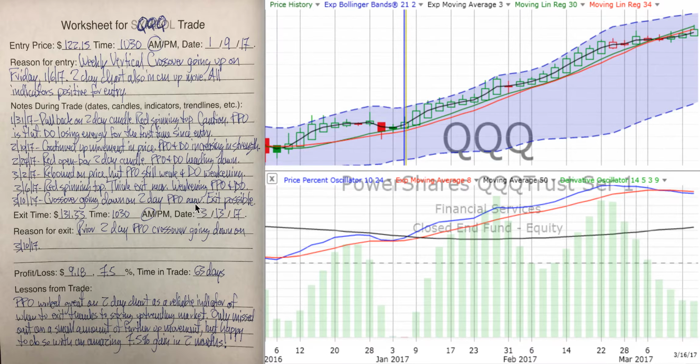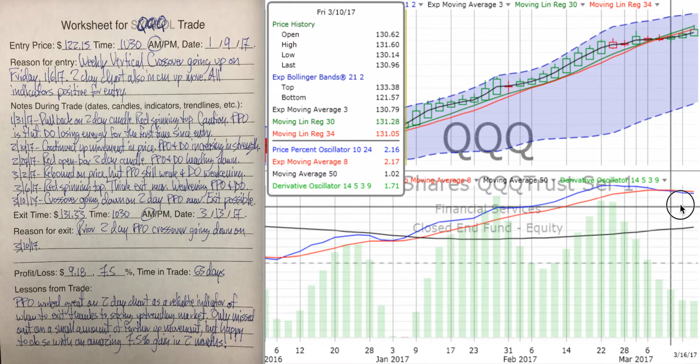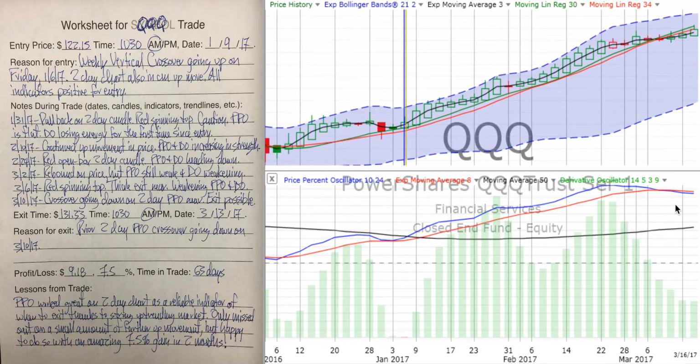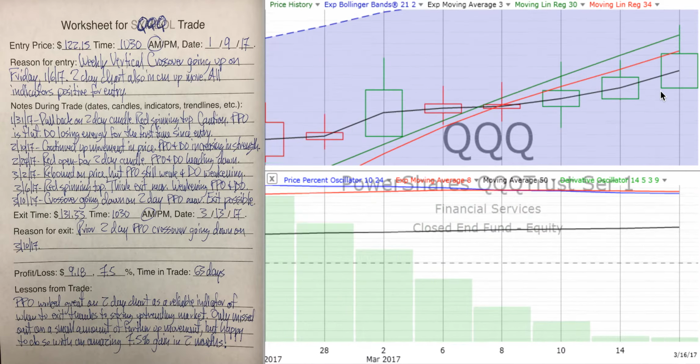So what did we decide to do? Crossover going down on 2-day chart, near exit possible. We decided on the 13th to jump out of this trade. Now, why did we choose the 13th? Well, we saw the market gain back a little bit, but even with the gain on the candle, we continued to have the price percent oscillator in the negative. So what did we end up doing? We decided to pull the plug, prior 2-day PPO crossover going down on 2/10.